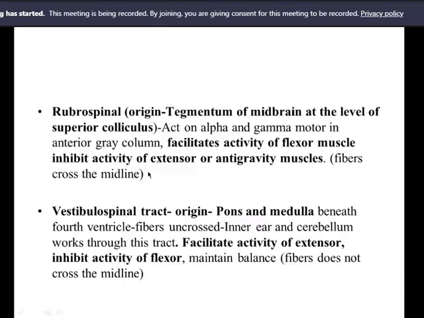Then comes vestibulospinal. The vestibulospinal tract originates from the pons and medulla, beneath the fourth ventricle, fibers uncrossed. The inner ear and cerebellum work through this tract, and it facilitates the activity of extension. So vestibulospinal is for extension. The vestibular system is related to listening, hearing, because there is the cochlea and vestibular apparatus.